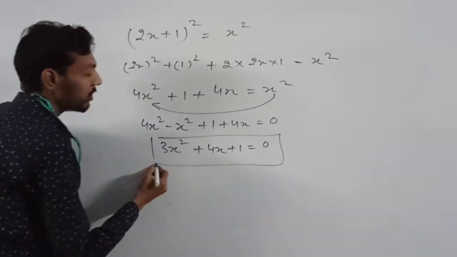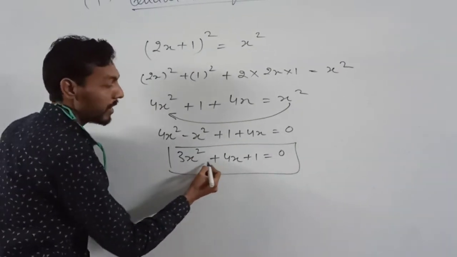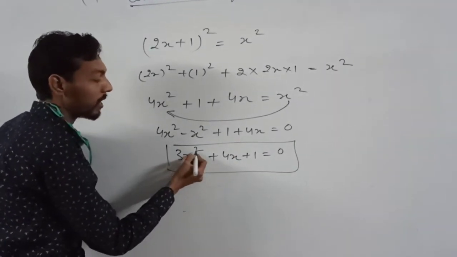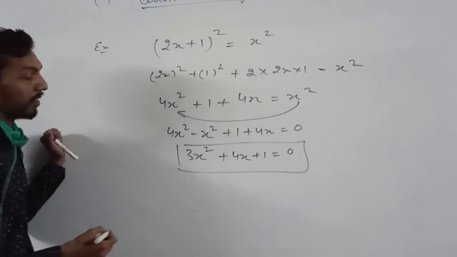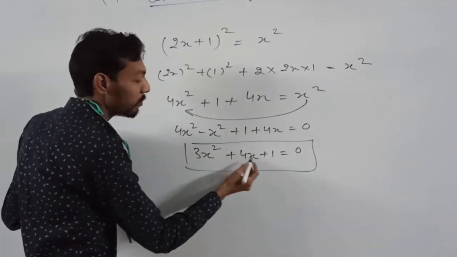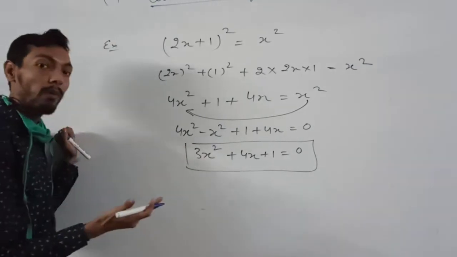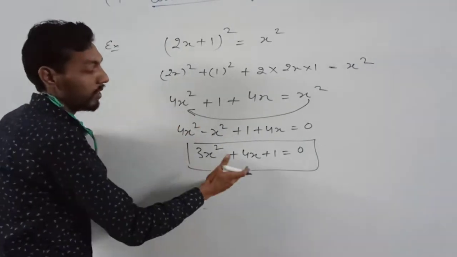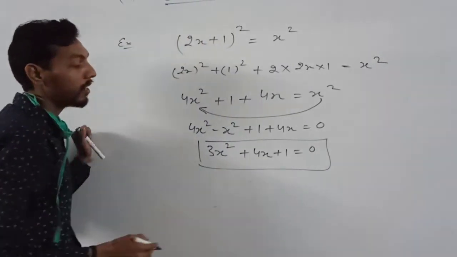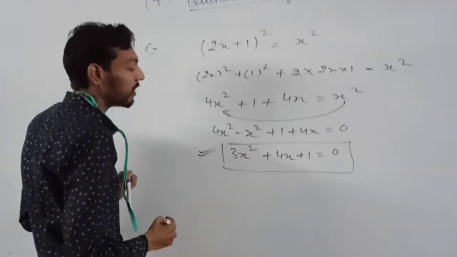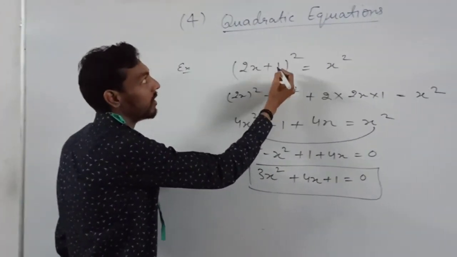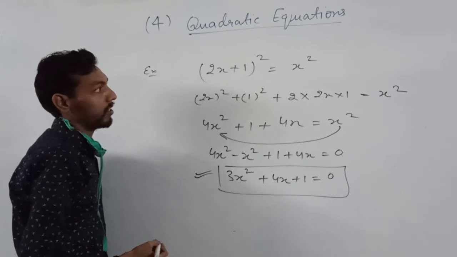So this is a quadratic equation, because here the term comes in square form. Means in this equation the highest power is 2. When the highest power is 2, that equation is known as a quadratic equation. So we write: yes, this equation is a quadratic equation.